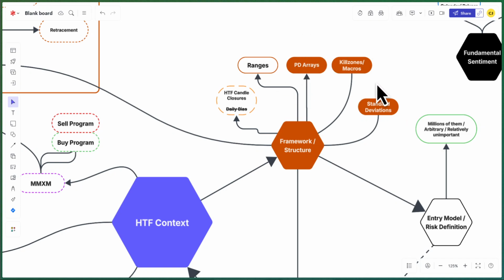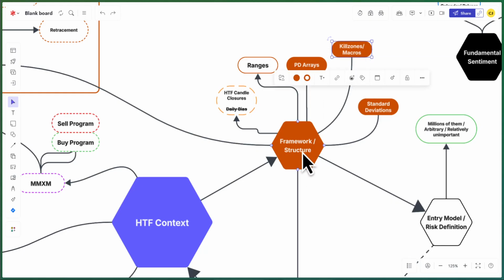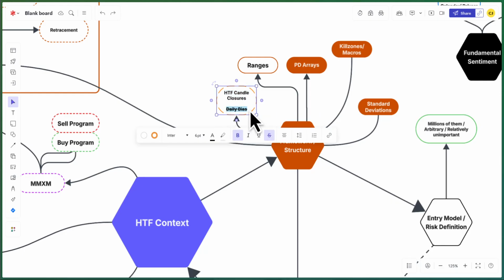Anyway, we have ICT PD arrays. We have the kill zones slash macros. This is a time element of the framework where we have kill zones, the x-axis of trading, and then we have standard deviations when we're trading the market maker model. They're all interrelated. We have HTF candle closures, daily bias. And I stroked it out because I don't like using daily bias, but I know how it works, so it helps me. And I would consider you learn how to do it too.